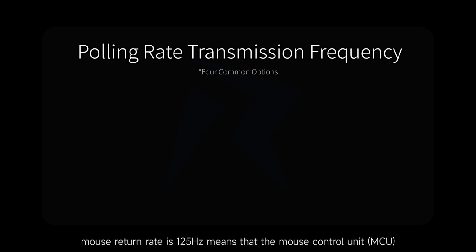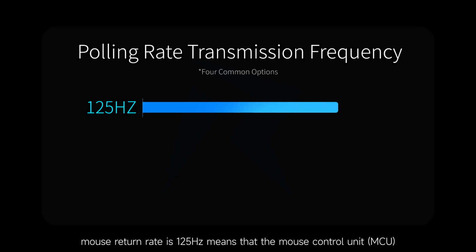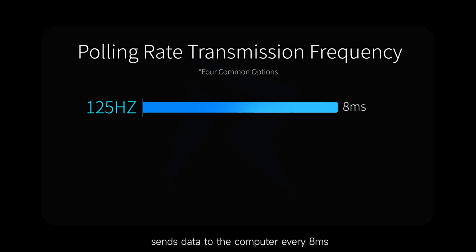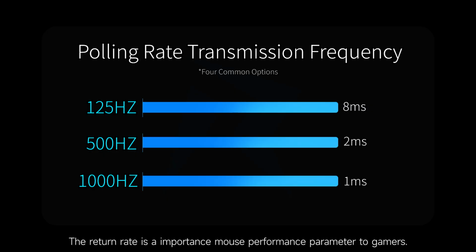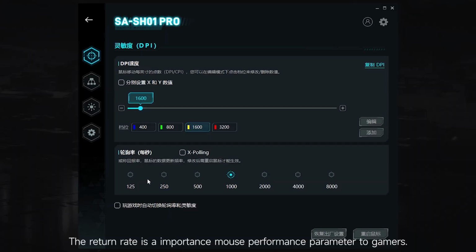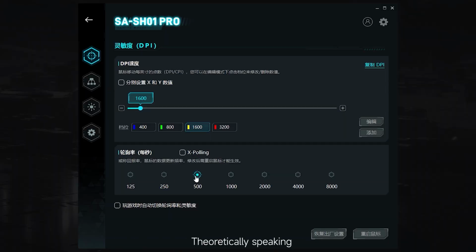For example, a mouse return rate of 125 Hz means that the mouse control unit (MCU) sends data to the computer every 8 milliseconds. 500 Hz is every 2 milliseconds. The return rate is an important mouse performance parameter to gamers. Theoretically speaking, a high return rate means better performance of the mouse. For gamers pursuing the ultimate experience, it is also of more practical significance.